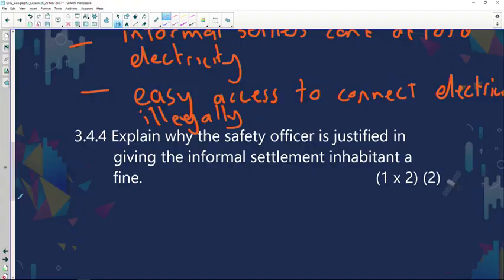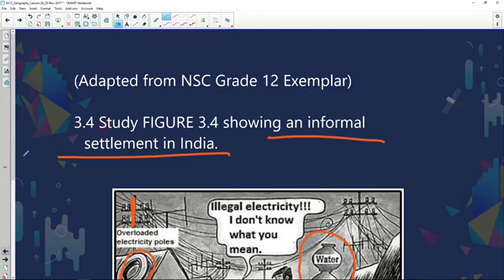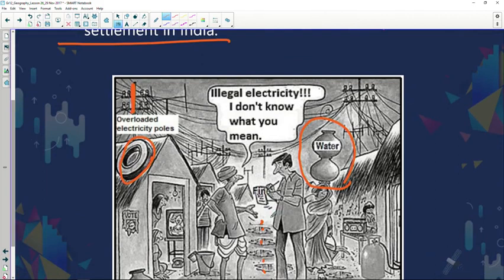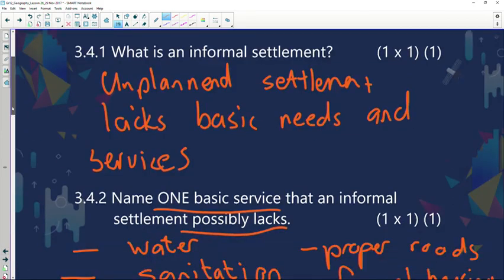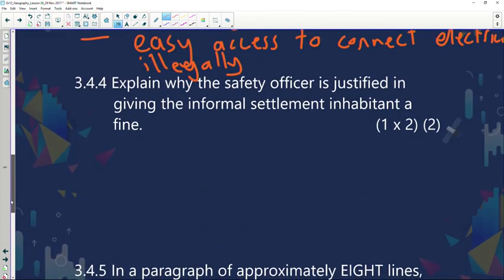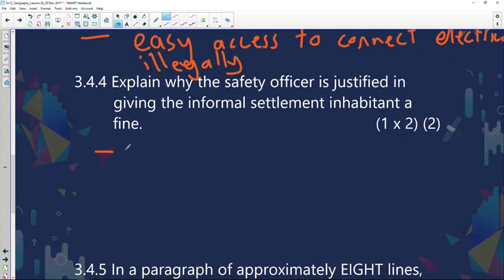Now if you look at question 3.4.4, explain why the safety officer is justified in giving the informal settlement inhabitant a fine. Now, first of all, I just want to go back to the cartoon. As you can see, a fine has been written out over there by the safety officer. The simple reason, because first of all, he is connecting the electricity illegally, and second of all, he is breaking the law.